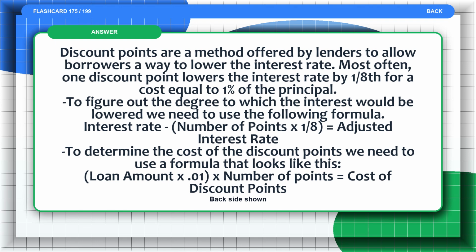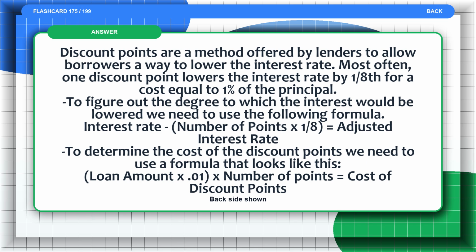The answer is, discount points are a method offered by lenders to allow borrowers a way to lower the interest rate. Most often, one discount point lowers the interest rate by 1/8 for a cost equal to 1% of the principal. To figure out the degree to which the interest would be lowered, we need to use the following formula. Interest rate - number of points x 1/8 equals adjusted interest rate.